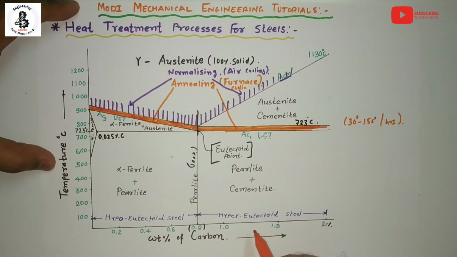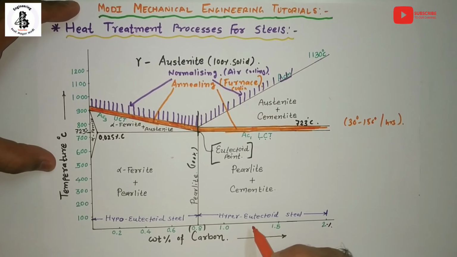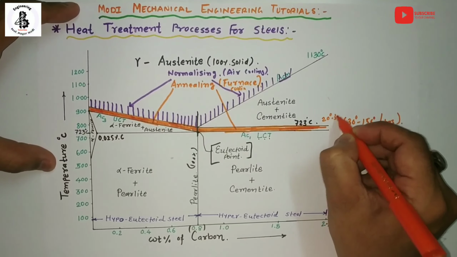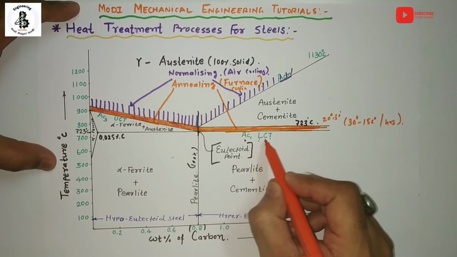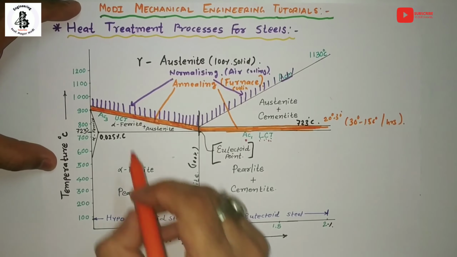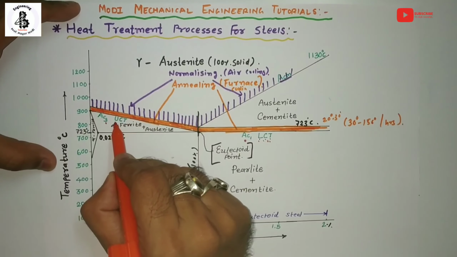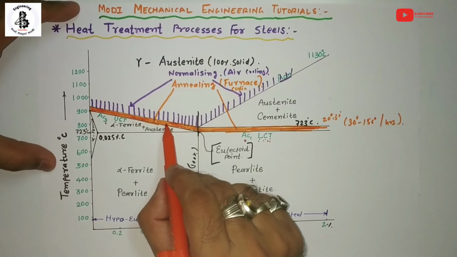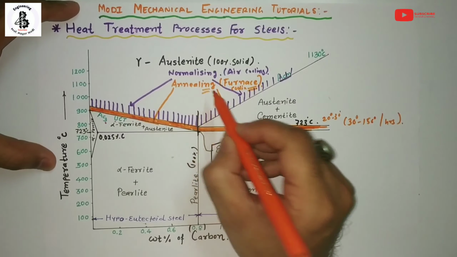As shown in the figure, for hypereutectoid steel, the heating will be carried out about 20 to 30 degrees above the AC1 temperature line, or you can say the lower critical temperature line. And for hypoeutectoid steel, heating is 20 to 30 degrees above the AC3 temperature line, or the upper critical temperature line. Holding at that temperature is followed by furnace cooling, or you can say the annealing process.